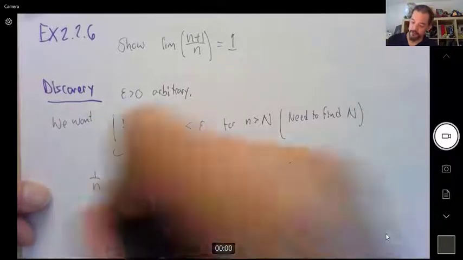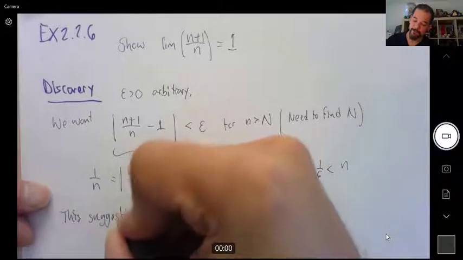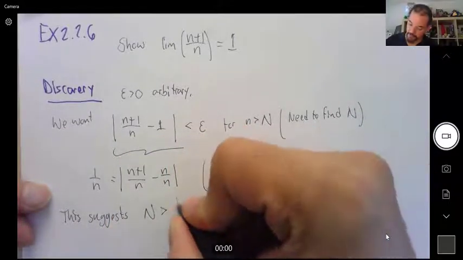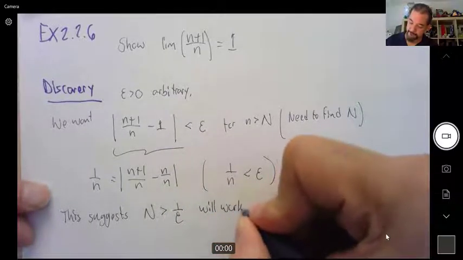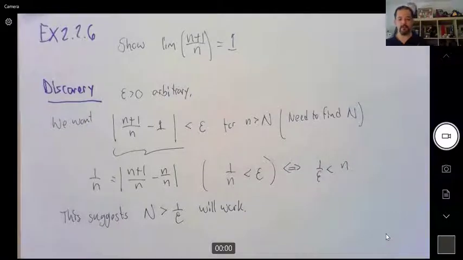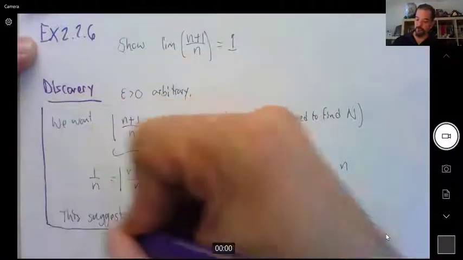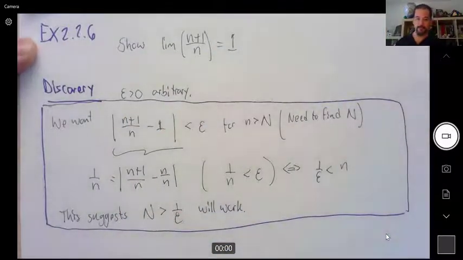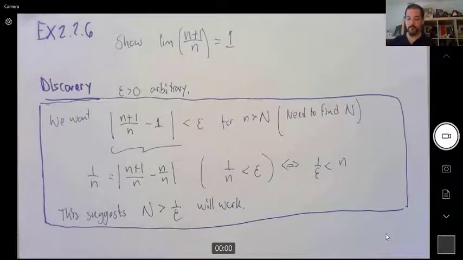So this suggests capital N bigger than 1 over epsilon will work. Okay, good. So this is the discovery. Remember, this is like the work you do backstage, right? The stuff that nobody sees. And now we're going to do the part that you show the world. Okay. So here's now the write-up of a proof.